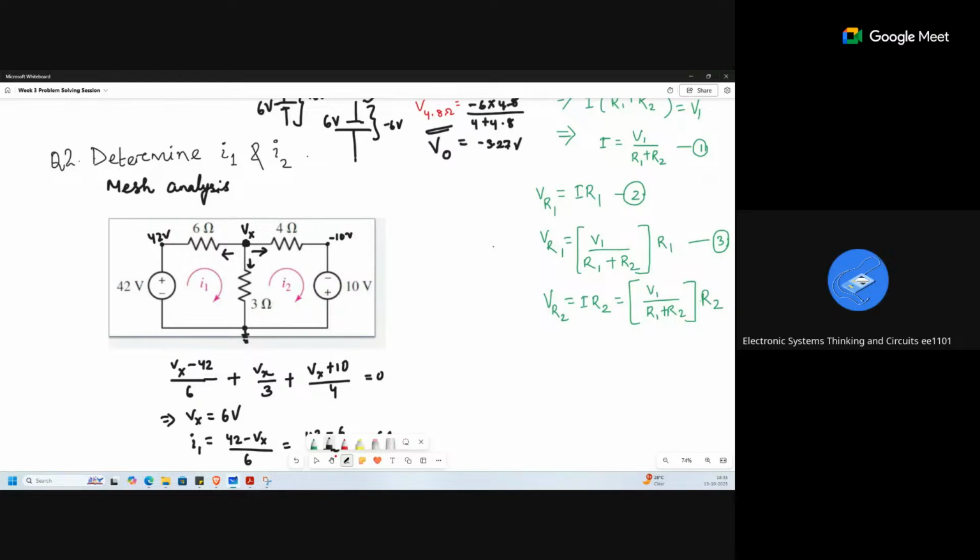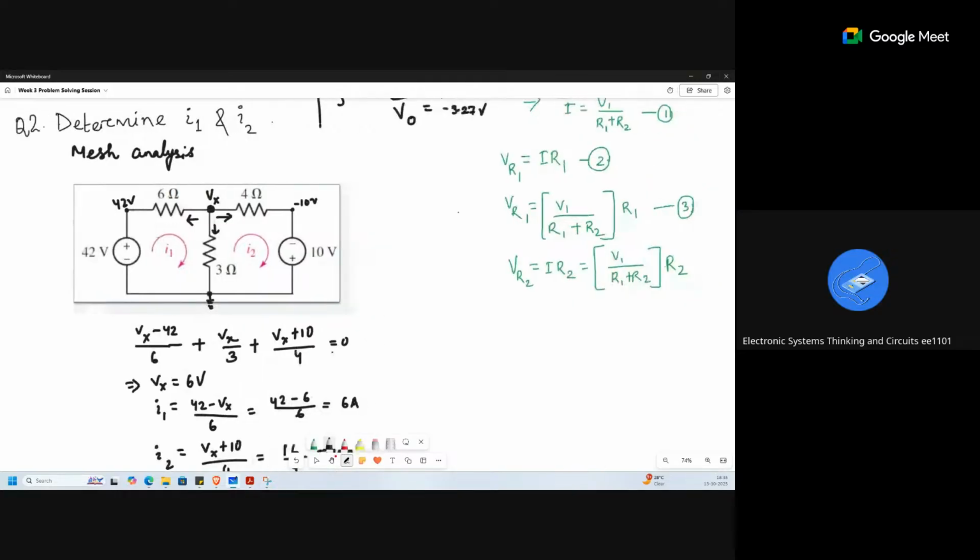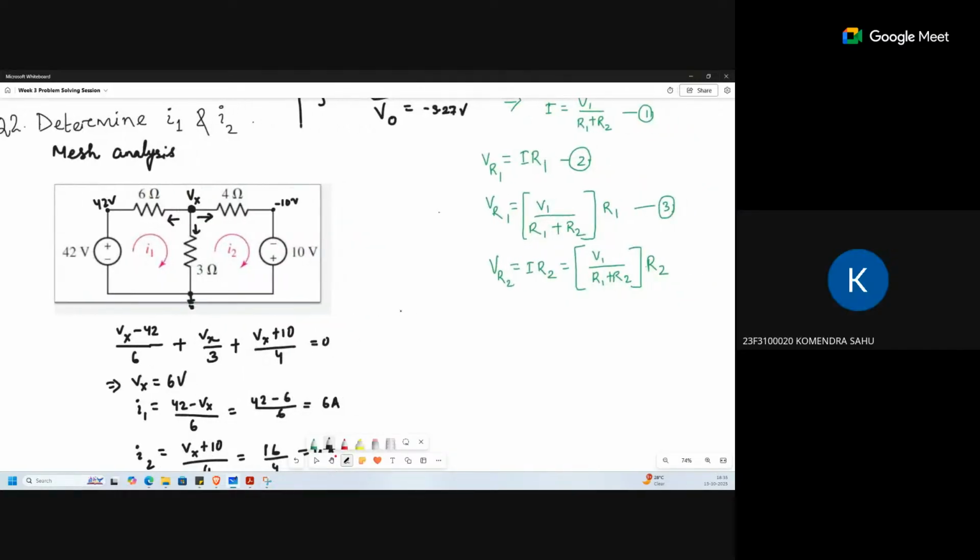So can anyone do the mesh analysis and tell me how to do mesh analysis? Ma'am, should I tell the equation or the process? Tell me how you have done the analysis. See, ma'am, by procedure, going clockwise direction here, at 42 volts there is a potential increase, plus 42 volt.